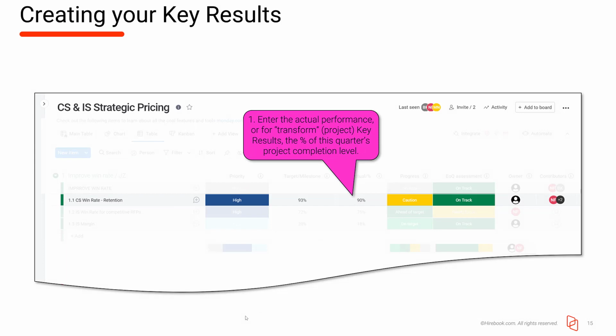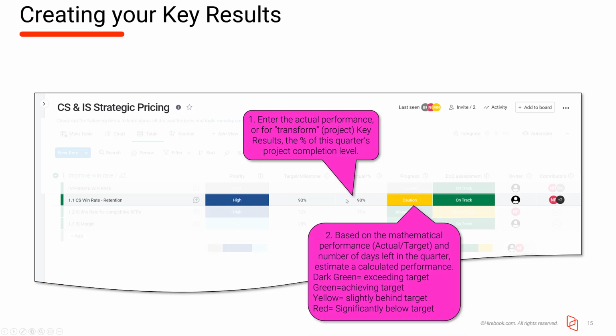What you'll do in this instance is key in your actual performance level. So in this case, the target was 93. We're actually at 90. The next column, you're going to mathematically calculate how you're doing, right? So dark green means you've exceeded target. Green means you've achieved or are achieving target. Yellow means you're slightly behind, and red significantly behind. So in this example, I've triggered it yellow. Now these are made up numbers.